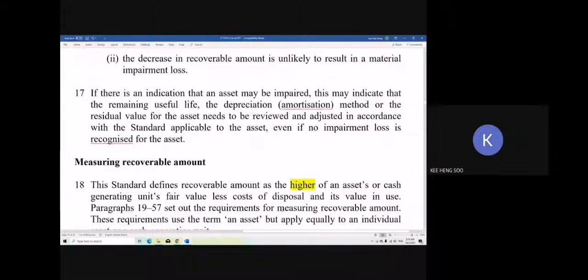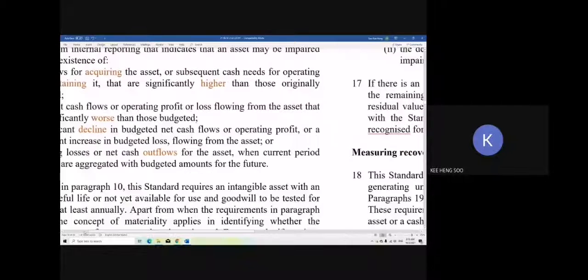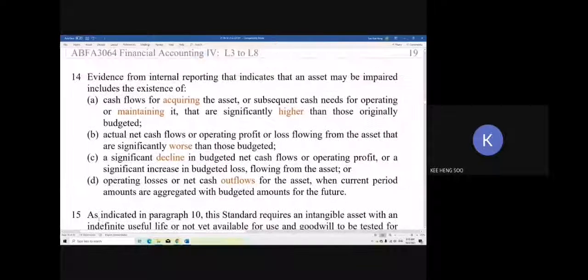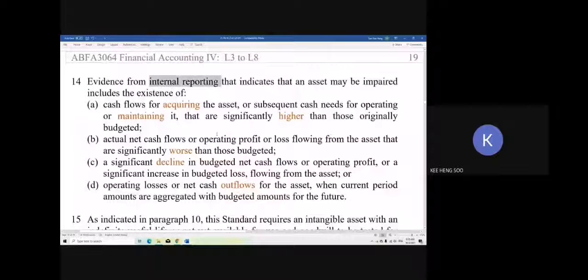And don't forget paragraph 14 on the cash flow. Internal reporting on the cash flow tells you that A, you spend a lot of money to buy new assets. And not only acquiring, the repair and maintenance are also significantly higher than your budget. This one is from the statement of cash flow. You can see the cash payment out is a lot to buy assets under investing activity.